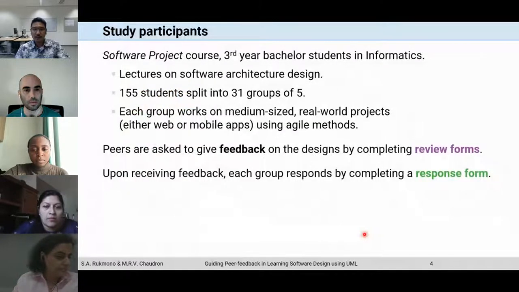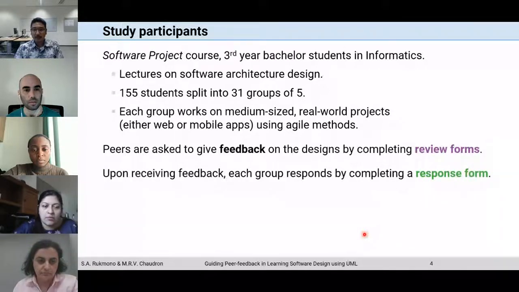In this study, the participants are third-year bachelor students in informatics. There's a course called Software Project where these students are split into groups of five, and each group works on medium-sized real-world projects, either web or mobile apps, with actual clients from different application domains, and they need to develop the software using agile methods. In the third iteration, or the third sprint, peers are asked to give feedback on the designs by completing review forms. And upon receiving feedback, each group responds by completing a response form.